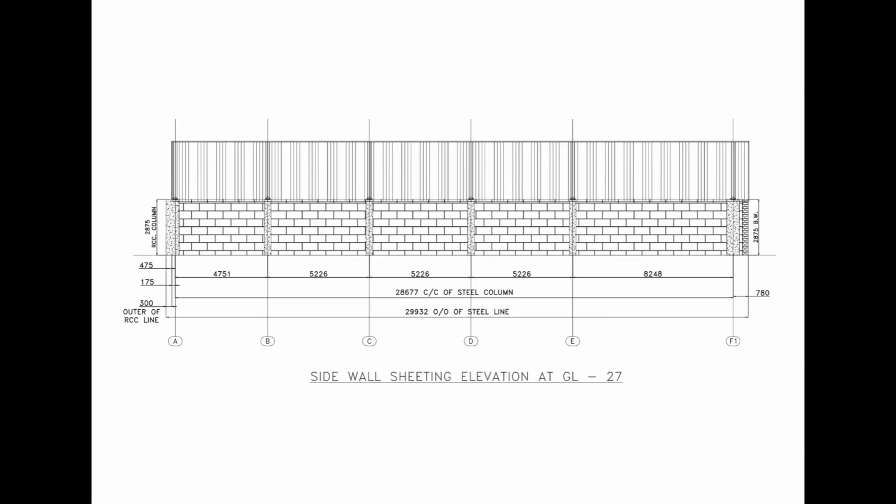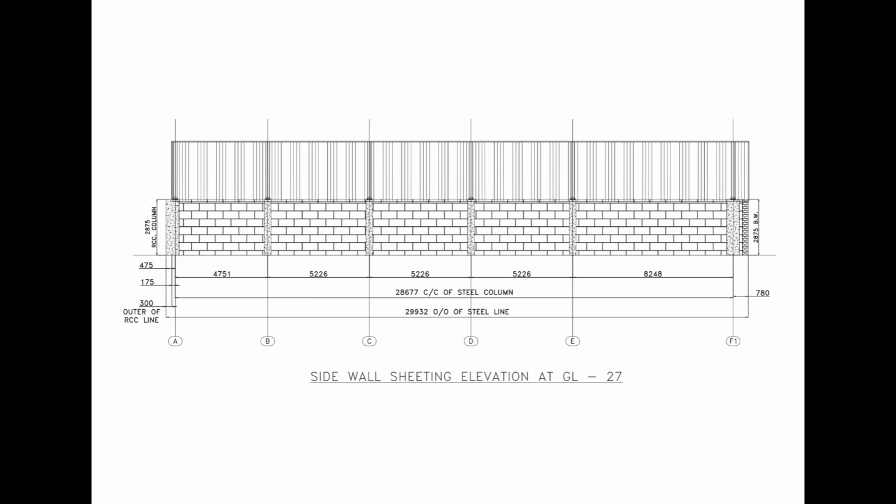This is the sidewall sheeting elevation at grid line 27. Here, the structural framing from the previous slide is covered by the vertical wall sheeting. The lower portion remains as masonry construction between the RCC columns. Notice that components such as rod bracing are no longer directly visible in the finished elevation because they are located behind the cladding. This comparison demonstrates why both framing and sheeting drawings are required.